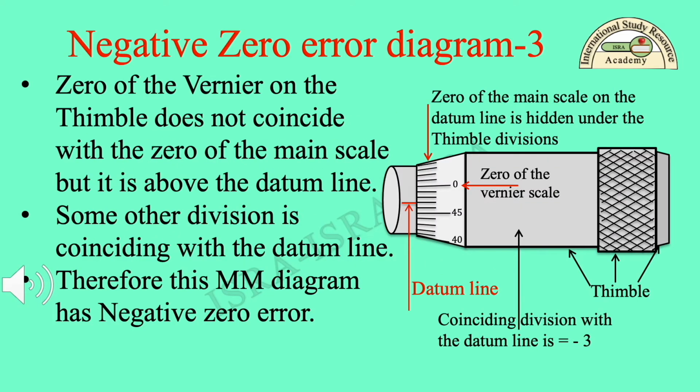Negative zero error diagram 3. Micrometer is fully closed with no object between its jaws. Zero of the vernier on the thimble does not coincide with the zero of the main scale, but it moves up the datum line. Zero of the vernier has moved into the negative scale region of the main scale. Some other division is coinciding with the datum line. Therefore, this micrometer has negative zero error.